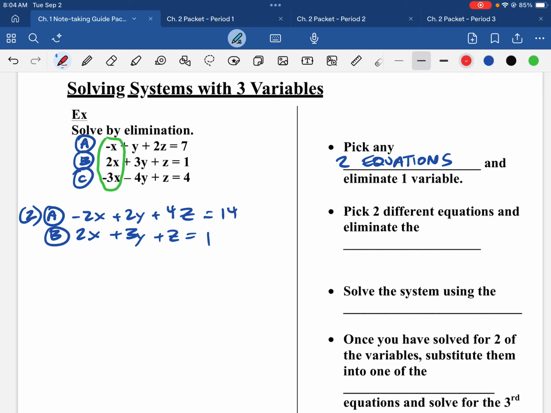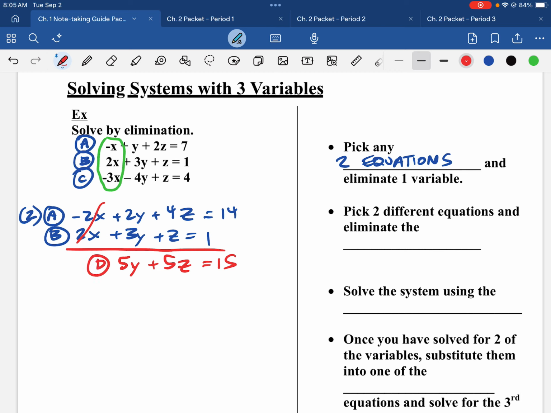All right, so now when I add these together, those will eliminate, and I'll get 5y plus 5z equals 15. Okay, so now I've got this new equation that only has 2 variables. I'm going to give it a name. I think I'll call it equation D.